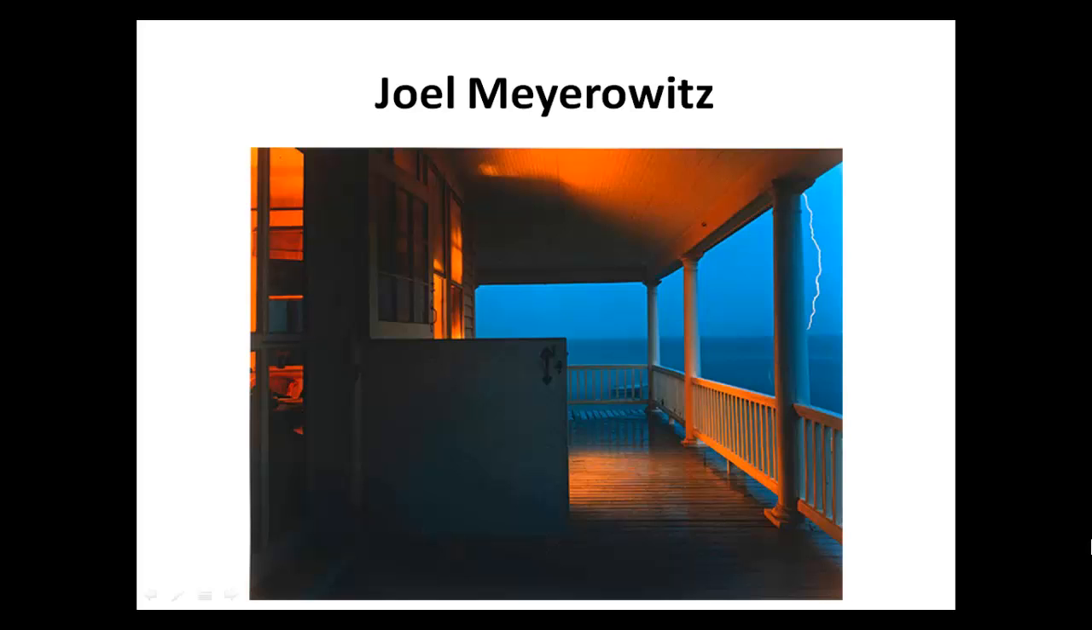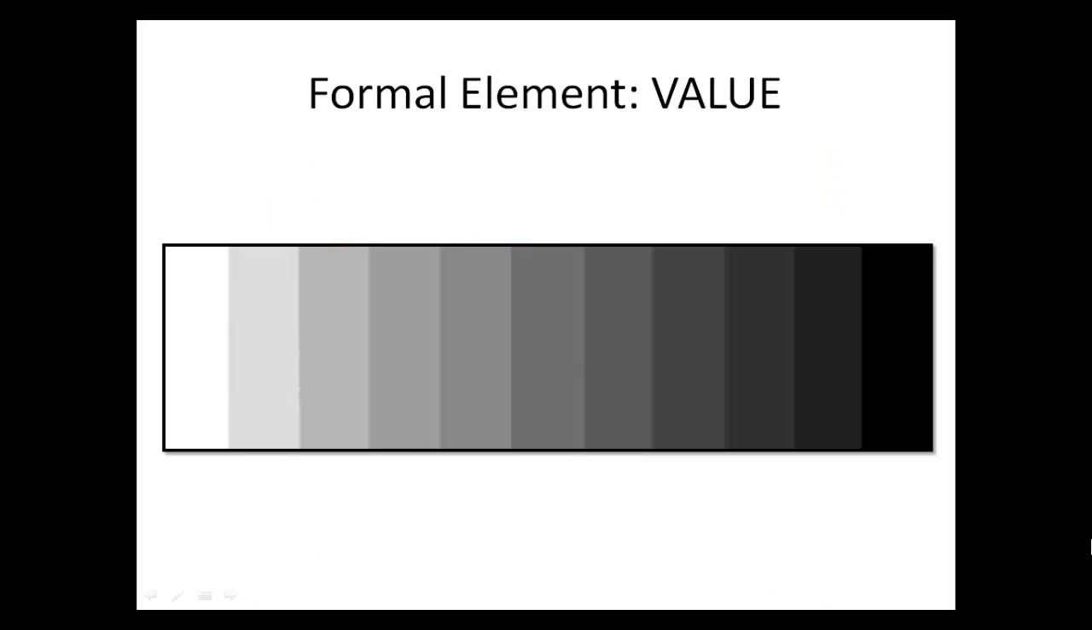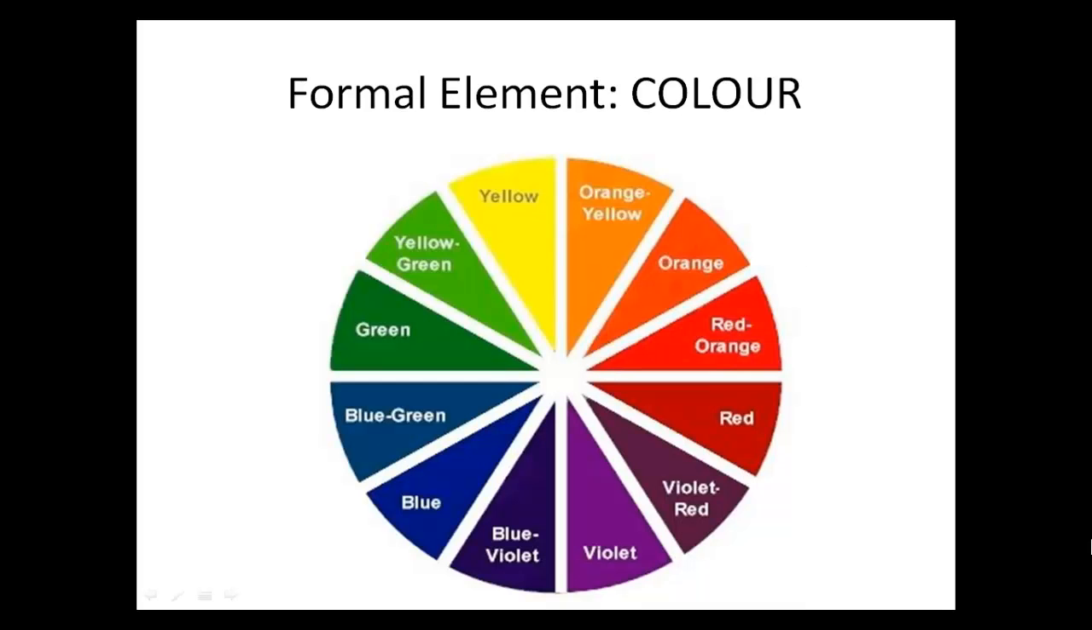Joel Meyerowitz was an artist that was one of the first to really champion color photography, and in his images of pretty much everyday life, he shows the beauty of things such as this porch where we have the complementary colors, orange and blue, creating this wonderful visual vibrancy and appeal. And I'm pretty certain that if this image was in black and white, it wouldn't have as much of an effect on us.